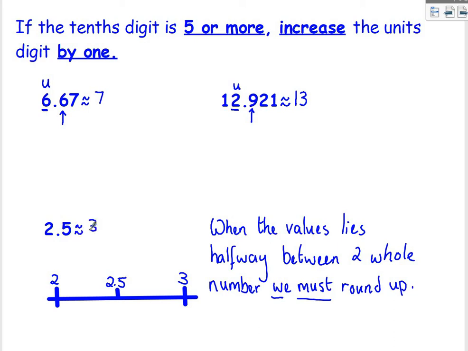We've done the same thing again. We've looked at the digit in the units column, which was 2. Then you look at the number in the tenths column, the one that comes after the decimal point. If that's 5 or more, you need to round up the value in the units column. So because it was a 5 after the decimal point, the 2 has to increase to a 3. So we say that 2.5, although it's exactly halfway in between 2 or 3, we always have to round up to the larger value. So 2.5, we say, is approximately 3.